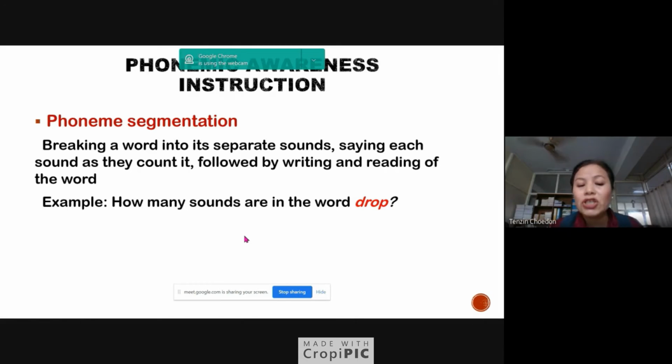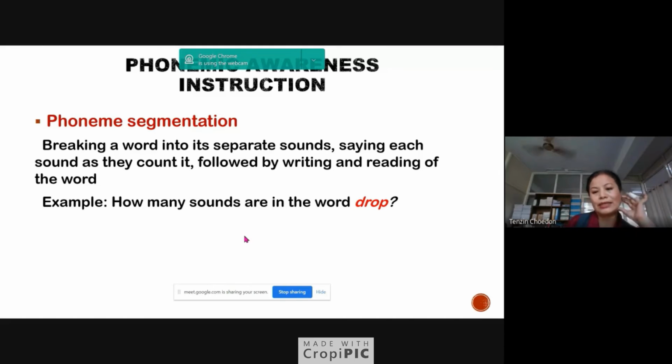For example, the teacher asks, how many sounds are in the word drop? Earlier, in phoneme blending, we produced the separate phonemes of the word. We didn't say the word, but the phonemes, and the children blended the phonemes to form the word. Here, this is the opposite. What we are doing here is segmenting, separating the sounds. How many sounds are in the word drop? The children have to break the word into its sounds.